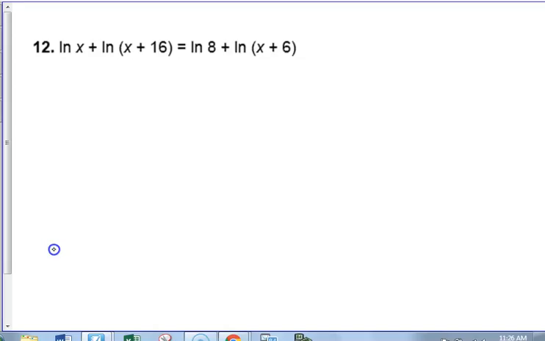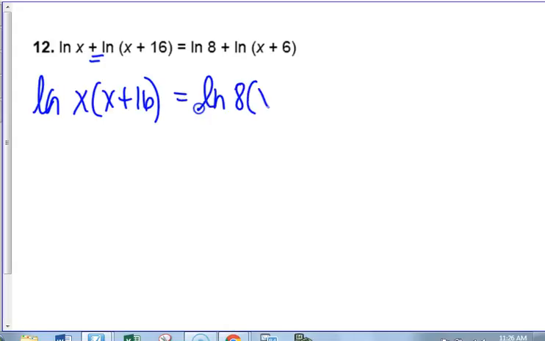All right, what's going on here? What does the plus happen? Multiply. So we end up with the ln of x times x plus 16 on the left. What happens to the right? 8 times x plus 6. Get rid of those. Solve.